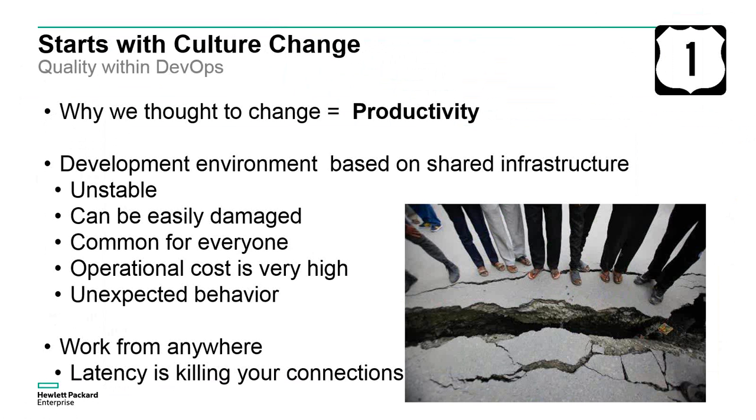So with a large company like HP, one of the things that we wanted to make sure that we changed was productivity. So we looked at our development environment. It was based upon a shared infrastructure. And with that, it's fairly unstable, and it can be easily damaged. So what we want to do is figure out a way that we could be more efficient and be more productive with our DevOps journey.